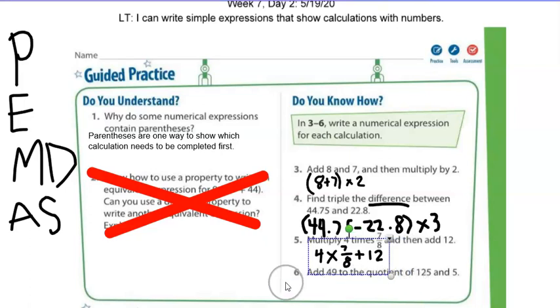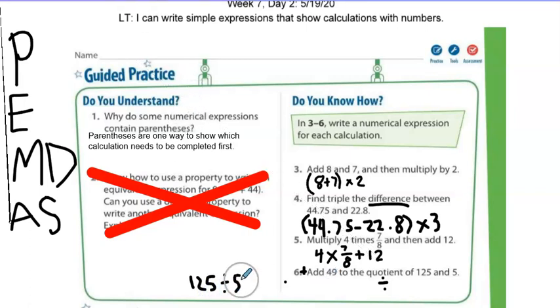All right, last one is number 6. Number 6 says add 49 to the quotient of 125 and 5. Add, so we know we're going to add, and then quotient means division. So we want to think quotient of 125 and 5 means that we're taking 125 and dividing it by 5. And then it says add 49 to that. So we're going to add 49 to this quotient.